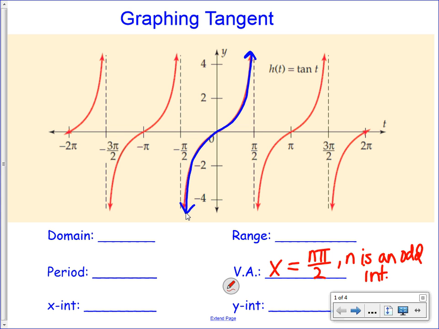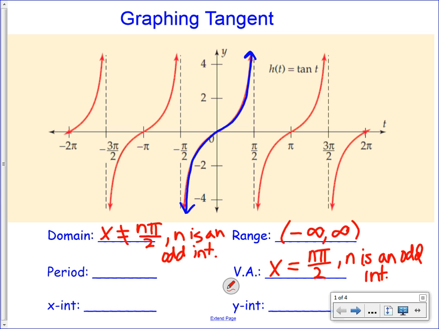All right, now we're going to jump to the domain, because wherever we have a vertical asymptote or that break in the graph, those are angles or values of x where the tangent function is undefined. Okay, those are the angles where you're going to end up with 0 in the denominator. So we're going to say x cannot equal those values. Now, the range for tangent is actually all real numbers. So we're going to say negative infinity to infinity is the range.